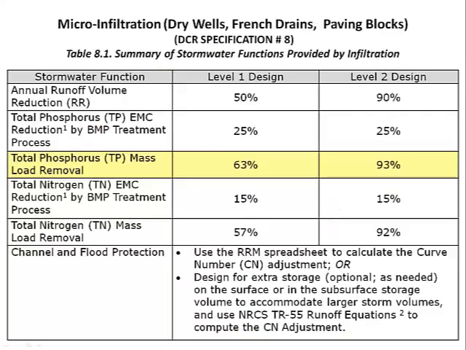Table 8.1 gives the summary of stormwater functions provided by infiltration practices. You will notice that infiltration practices achieve a high degree of runoff volume reduction as well as nutrient removal. Hydrologic soil group areas A or B soils provide greatest recharge and infiltration rates. They are therefore considered as primary locations for infiltration practices. These devices are ideal to treat runoff from small and highly impervious sites.